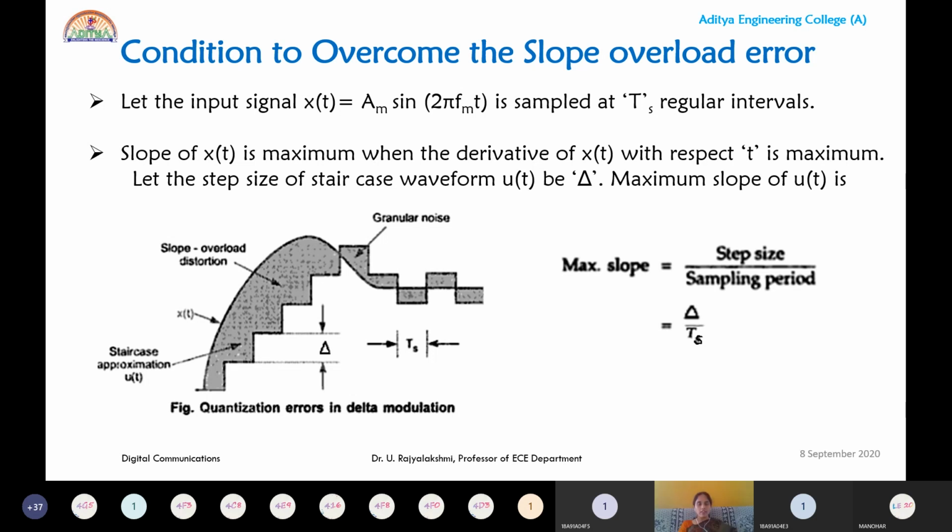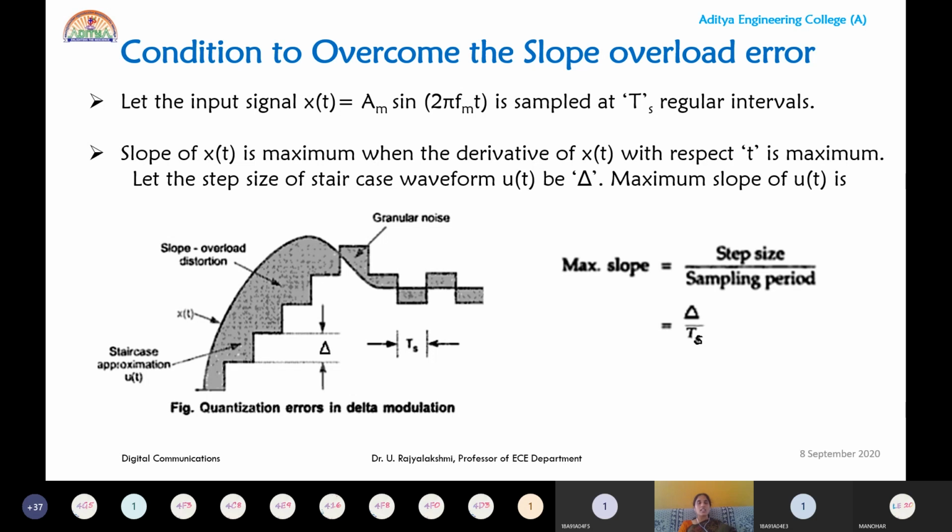The slope of u of t is the change in the y-axis by the change in the x-axis. Please observe the staircase waveform in this figure, the u of t waveform. What is the change in the y-axis? Already we know that it has a linear step size variation of delta. So the slope of u of t is the change in the y-axis, that is delta, divided by the change in the x-axis, that is Ts, because the signal is sampled at Ts intervals.